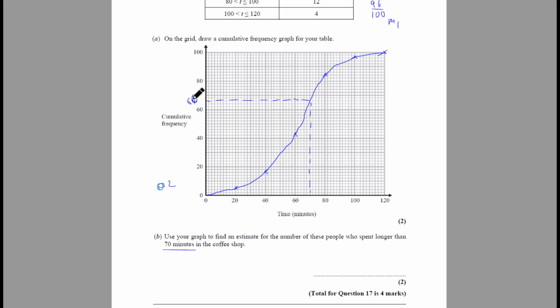66. That's 66 people. Now we know the total is 100. So longer has to be this. Here to here, because here to here is less than 70 minutes. So 100 minus 66, you should get a method mark for just doing that, equals 34.